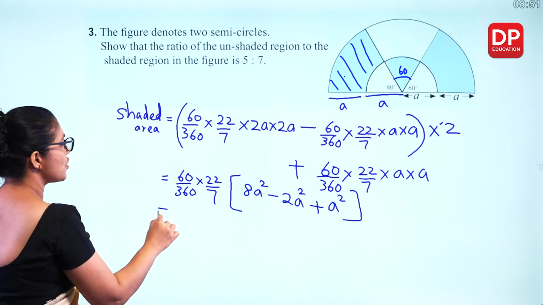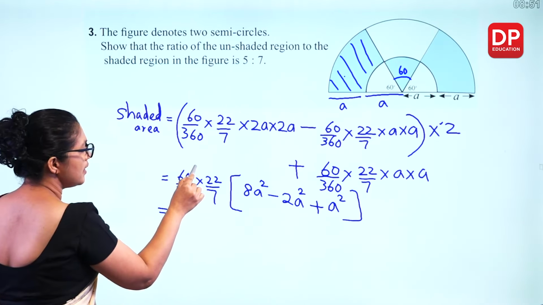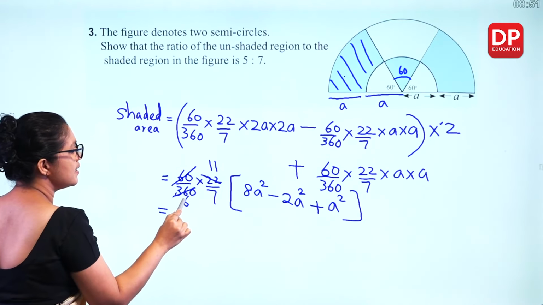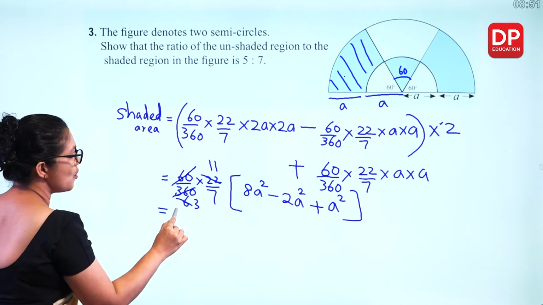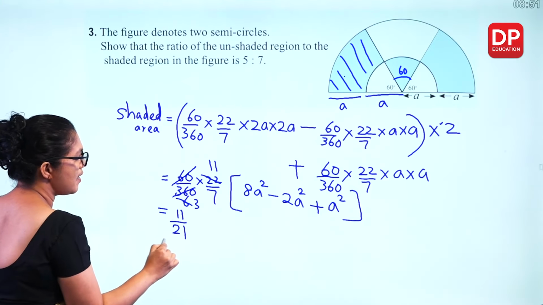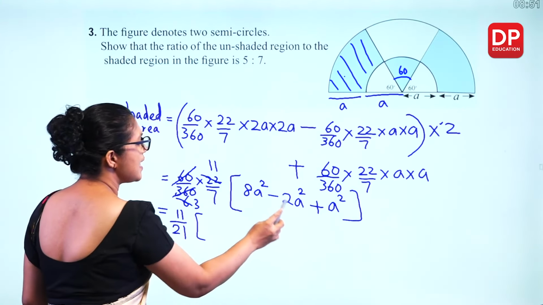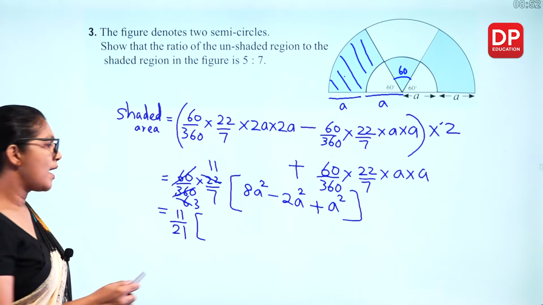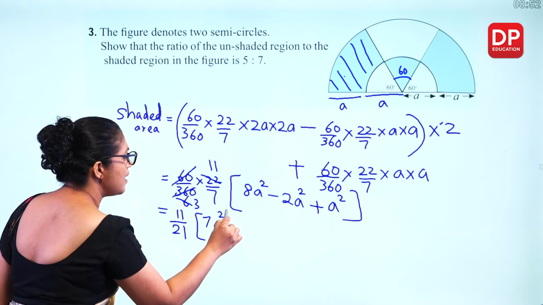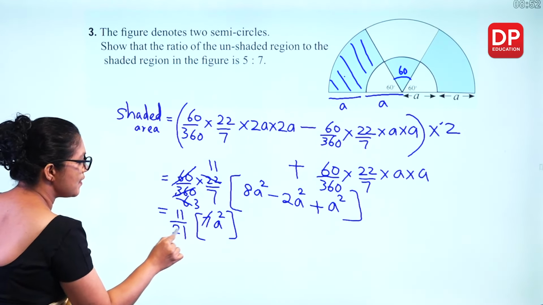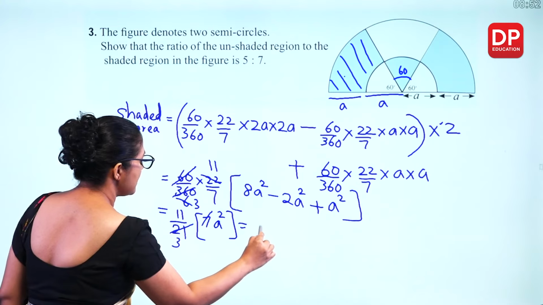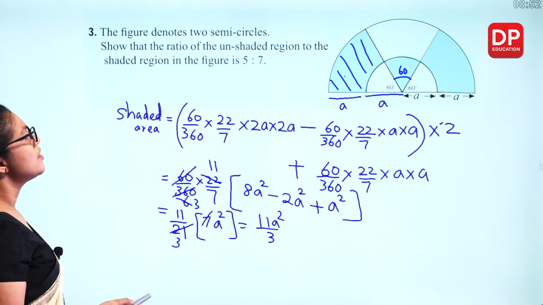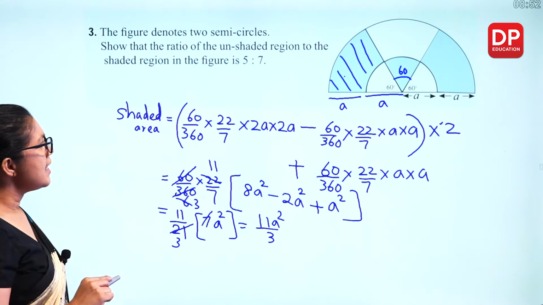So when you simplify, what do you get? Here 60 times 6 is 360, so 2 times 1 here, 11, 2 times 3, so 11 over 21. What's inside? 8A squared minus 2A squared, you get 6A squared, plus A squared, you get 7A squared. When you simplify 7 with this, you get 3. So the answer is 11A squared over 3. That's the shaded area. So what's the unshaded area?